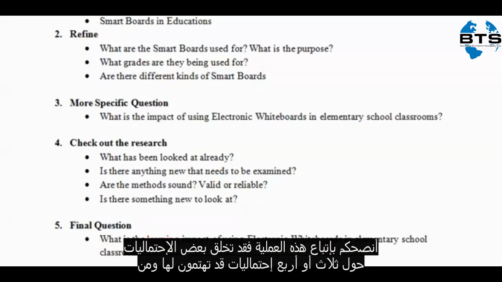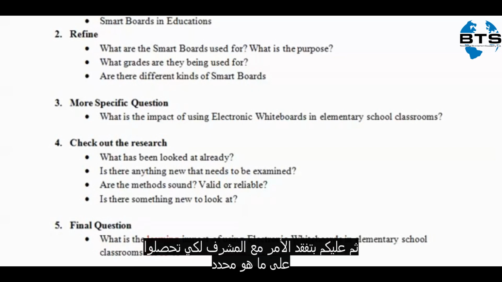So I would advise going through this process and generating a few possibilities, 3 or 4 possibilities that you might be interested in, and then go over them with your supervisor to get something specific.